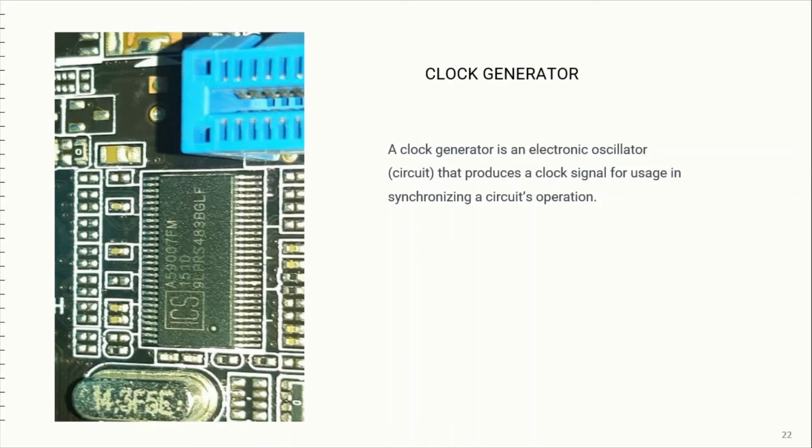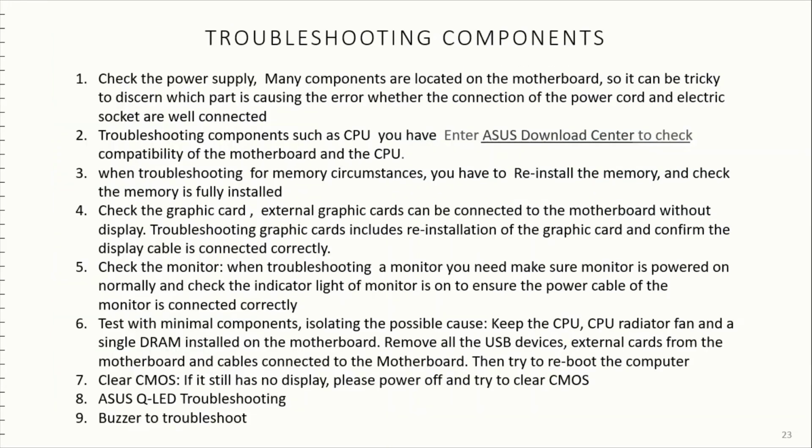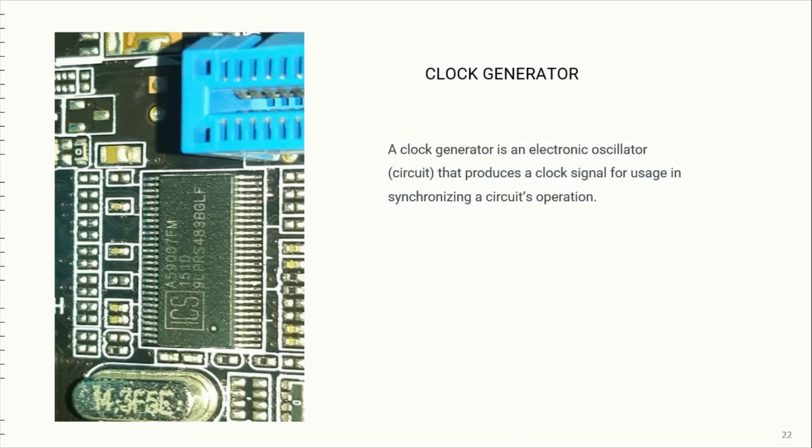A clock generator. A clock generator is an electronic oscillator circuit that produces a clock signal for usage in synchronizing a circuit's operation.